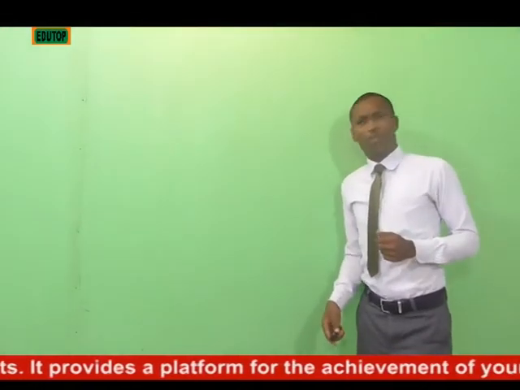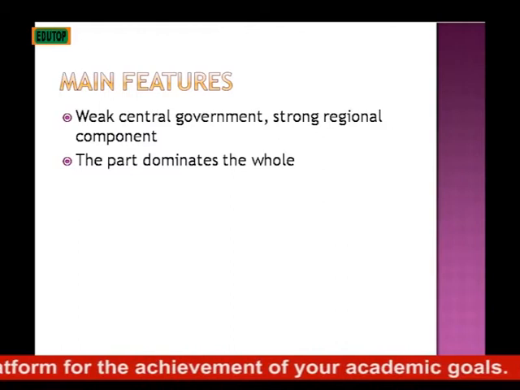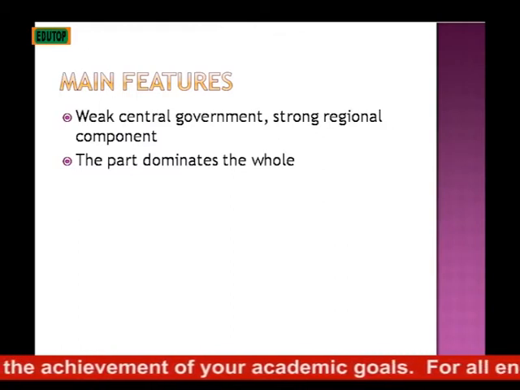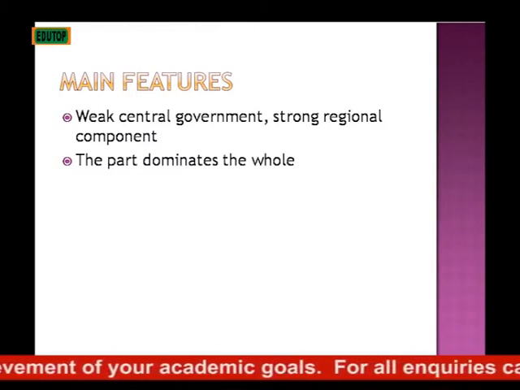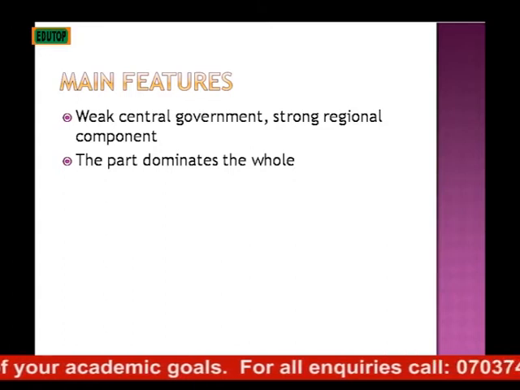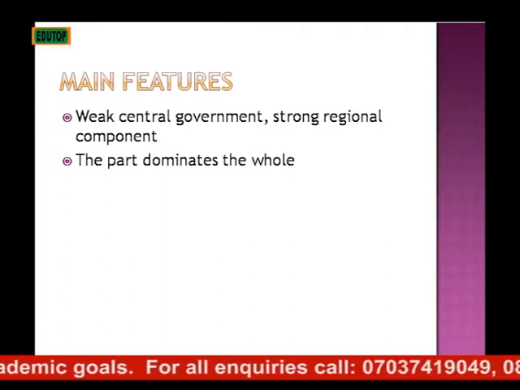Let's talk about the main features of the confederal system of government. One, there is a weak central government and, of course, strong regional components. The next feature is that the part dominates the whole.